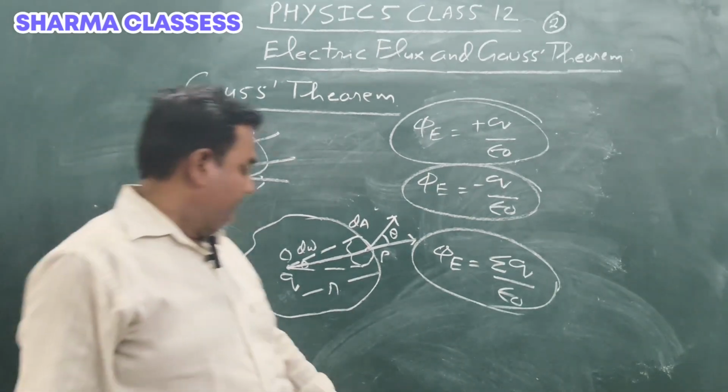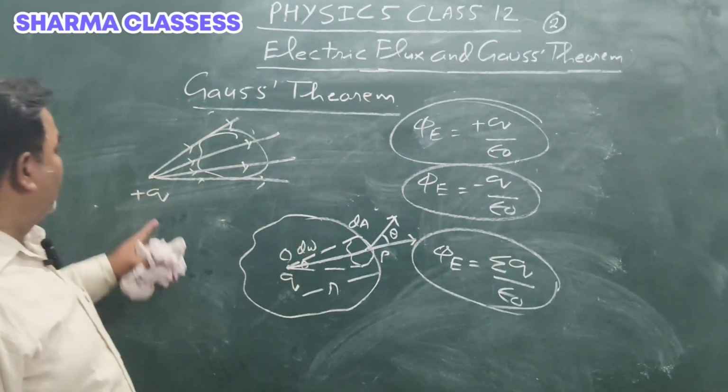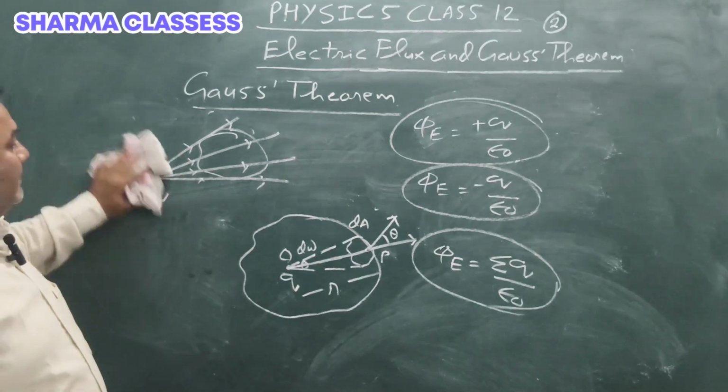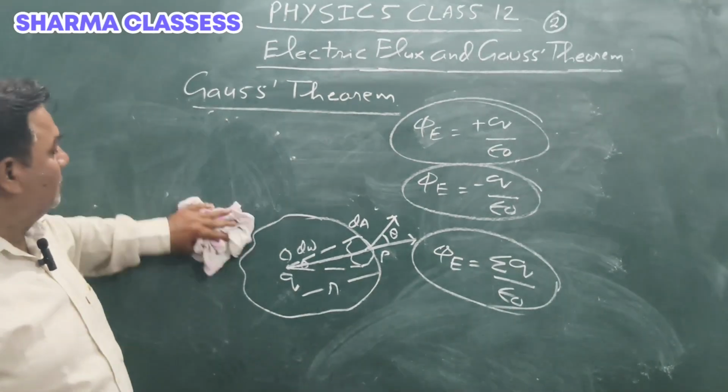So when any charge is placed outside of the closed surface, the electric flux is 0. That is the proof of Gauss theorem.